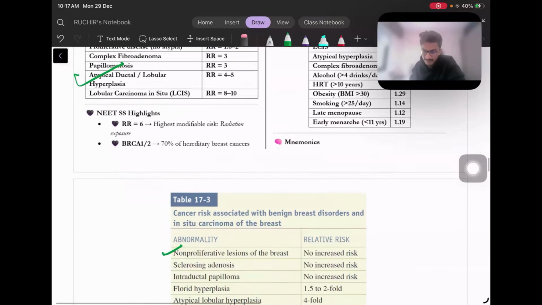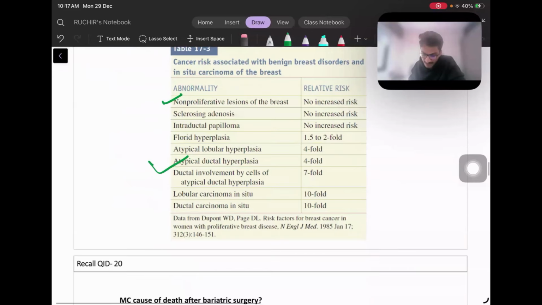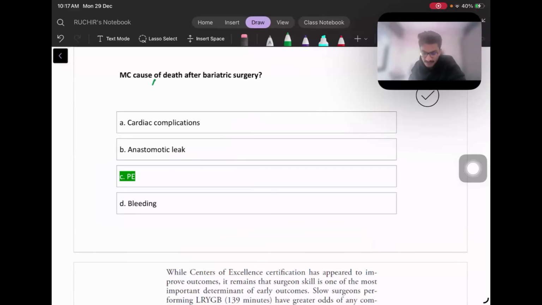Moving on to the next question, I think most common cause of mortality or perioperative death is given. What was the question stem? Was it a straight one-liner like this? Perioperative death. Okay, yeah. So, most common cause of perioperative death after bariatric surgery.